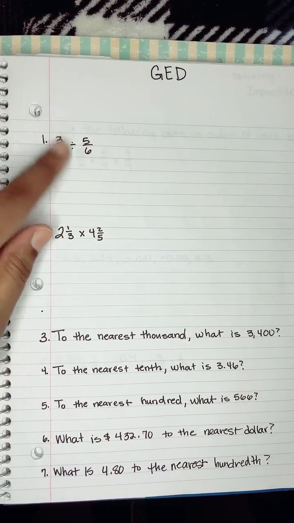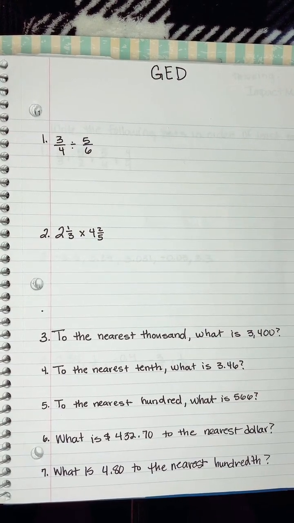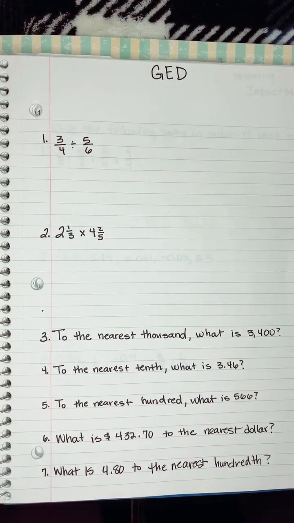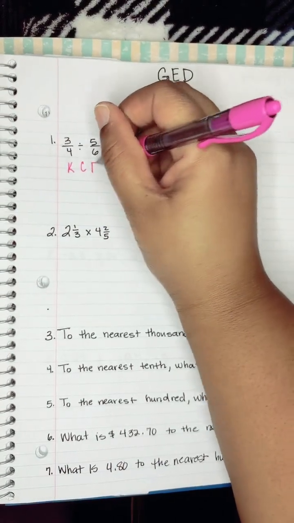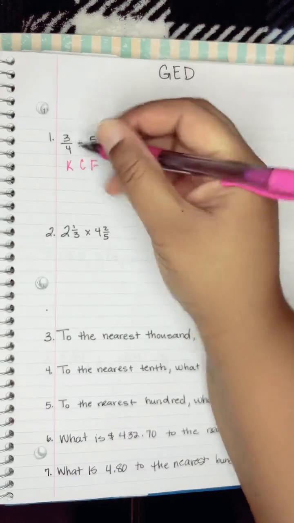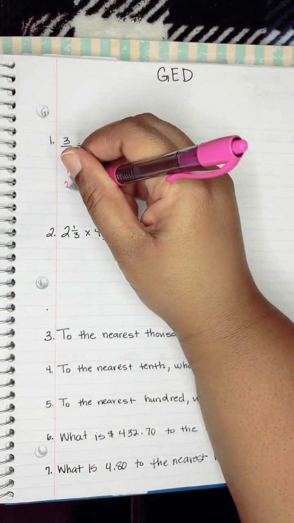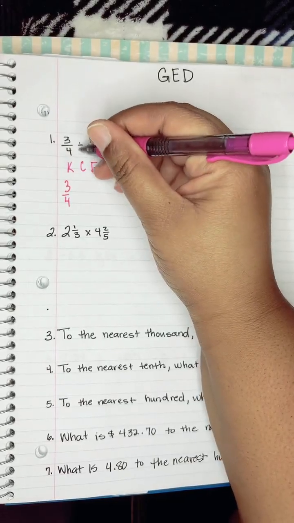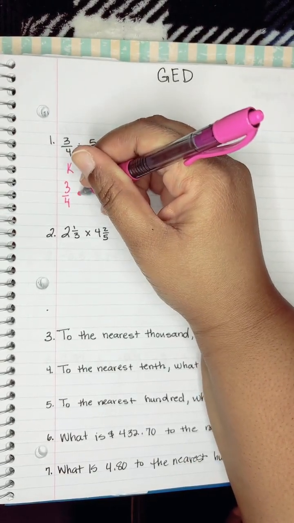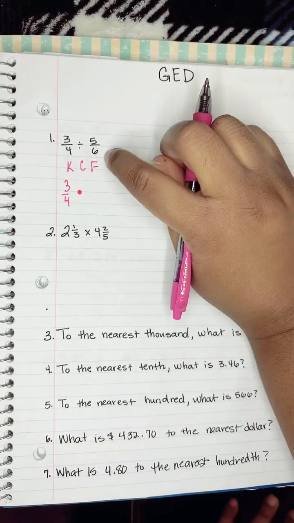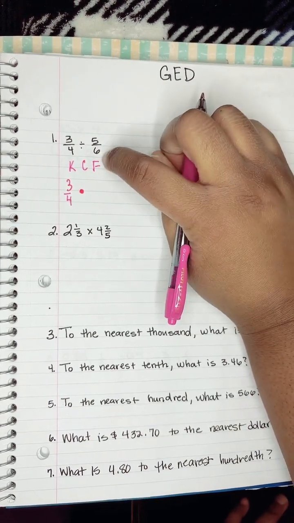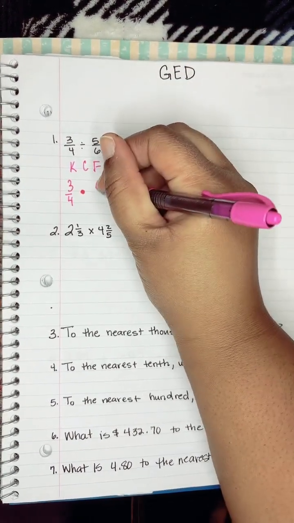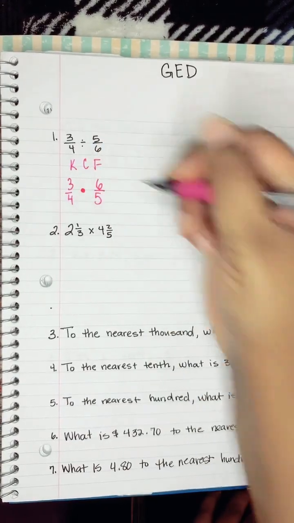Now with division, keep, change, flip. Keep, change, flip, right? We can't divide fractions, but we can keep them, change them, and flip them. We can change this to multiplication. We keep this left side as 3/4. We change this division sign to times, and then we flip. Some people call it the reciprocal, you might hear that word. That just means you flip the denominator with the numerator. So it's going to become 6/5.